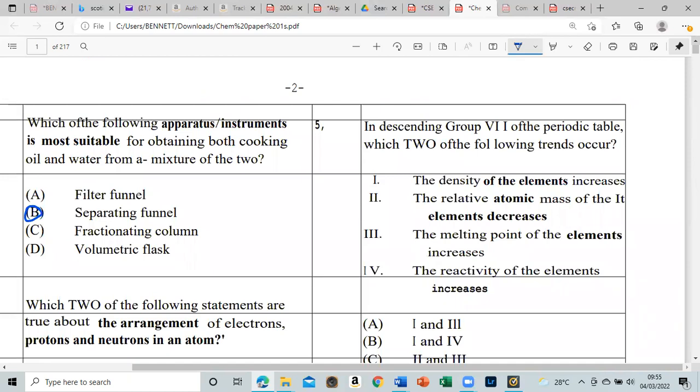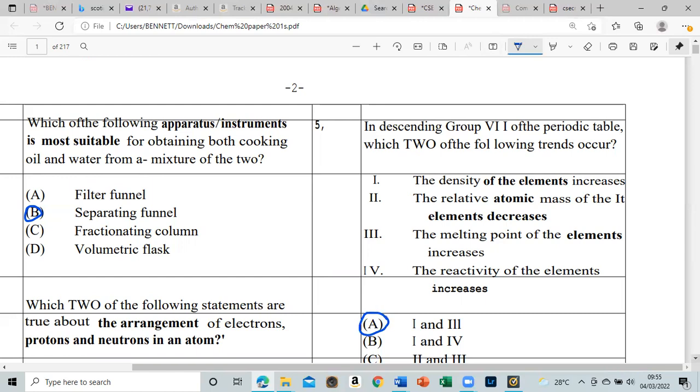In descending group 7 of the periodic table, which two of the following trends occur? One, density of the element increases. Two, the relative atomic mass of the elements decreases. Three, the melting point of the elements increases. Or four, the reactivity of the elements increases. And that would be the density of the element increases, and three, the melting point of the element increases. So number five would be A.